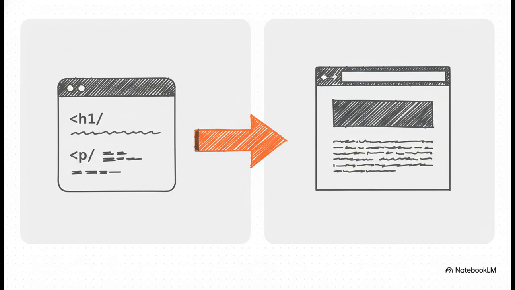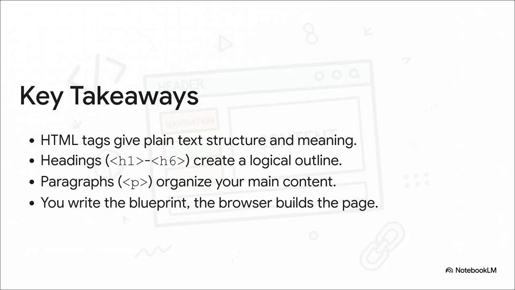How cool is that? So let's just quickly recap the most important stuff. First, HTML tags are what give plain old text structure and meaning. Second, headings, the whole H1 to H6 family, create that logical outline, the skeleton. Third, paragraphs, using the P tag, organize all your main content. That's the muscle. And maybe the biggest takeaway of all, you write the blueprint and the browser does all the heavy lifting to build the page. It's a really powerful partnership.